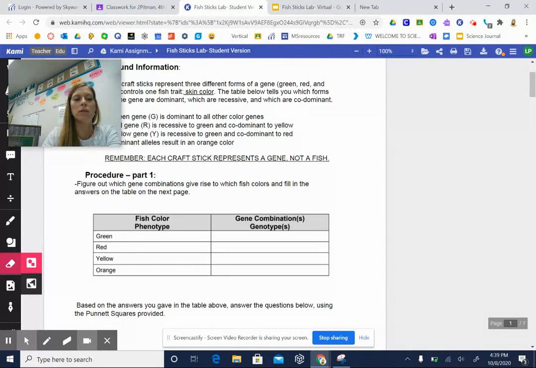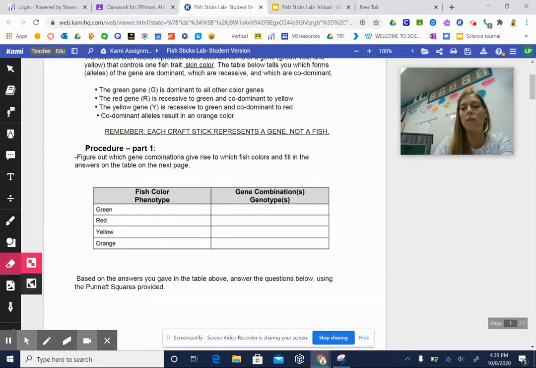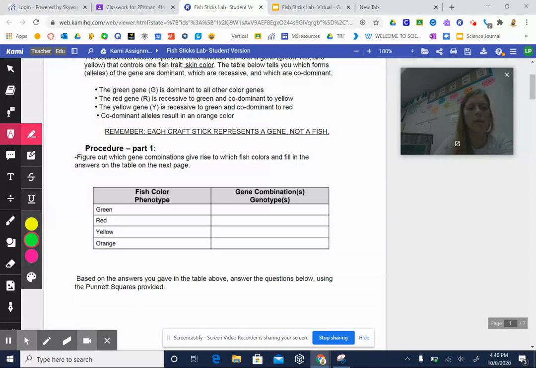Yesterday you were supposed to do the first 2 pages, so I'm going to go over those with you to make sure that you have the correct answers, because you need to have all of these correct before you can start in on the actual lab. First thing you had to do was write in the genotypes for each color.